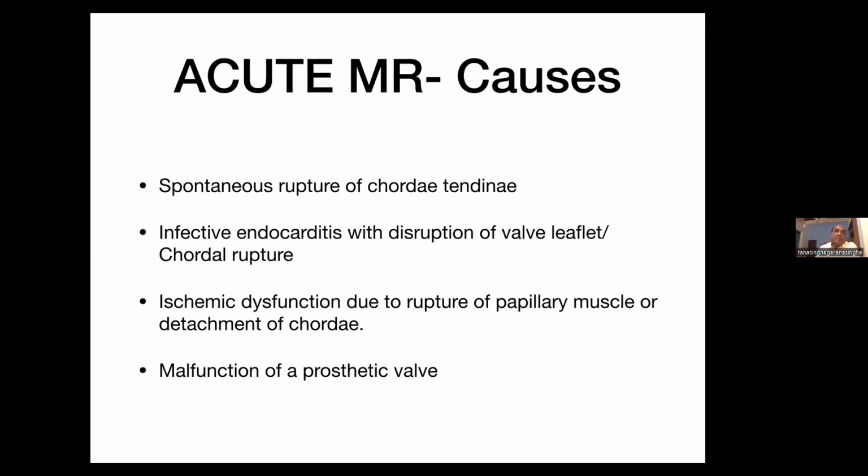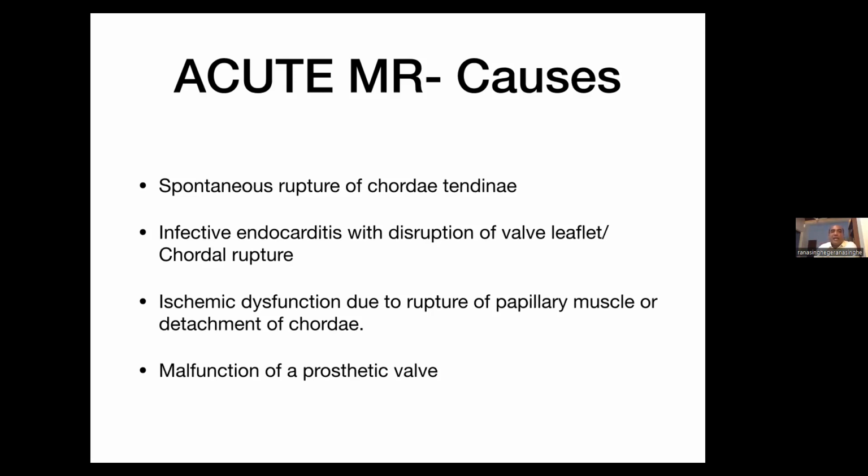So the next valve is acute MR. To know acute MR, as you know, the mitral valve is an apparatus. It has 4 components: the valve leaflets, the valve annulus, the chordae, and the papillary muscles. So any pathology involving all these structures that causes acute disturbance can result in acute MR. Suppose there's a sudden chordal rupture, then the patient can develop acute MR. And suppose there's a papillary muscle rupture or papillary muscle detachment due to ischemia, they can develop acute MR.